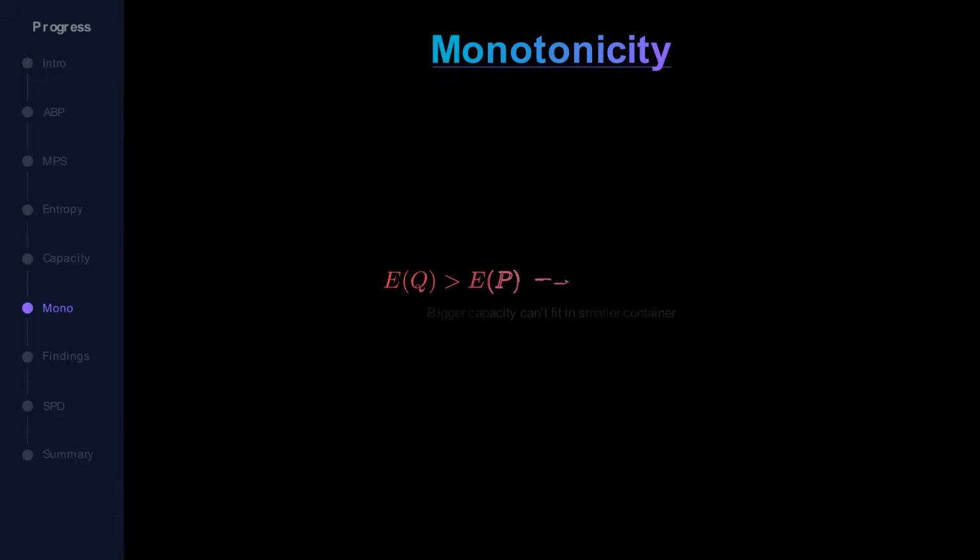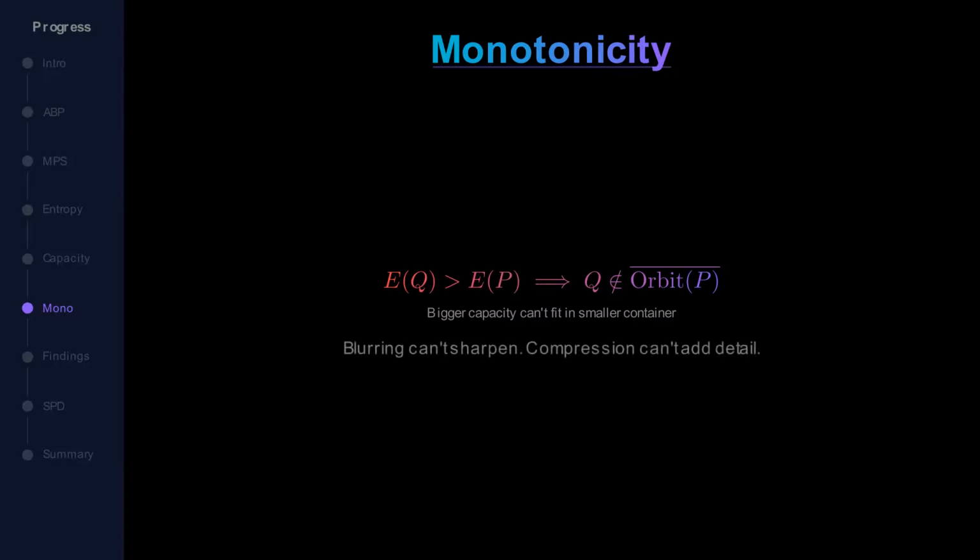This gives us our weapon. If the permanent has higher capacity than the determinant, it physically cannot fit inside. Capacity is a volume check. Bigger thing can't fit in smaller container. The key property: capacity can only decrease as we simplify. You cannot create complexity from nothing. Blurring can't sharpen. Compression can't add detail. Stretching a rubber band can't make it thicker.